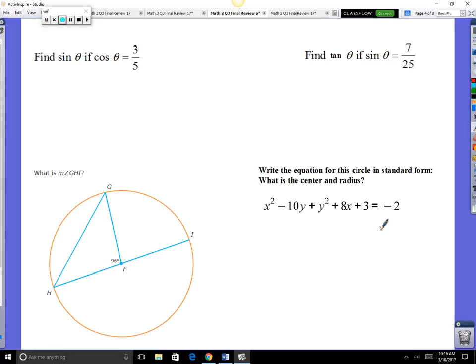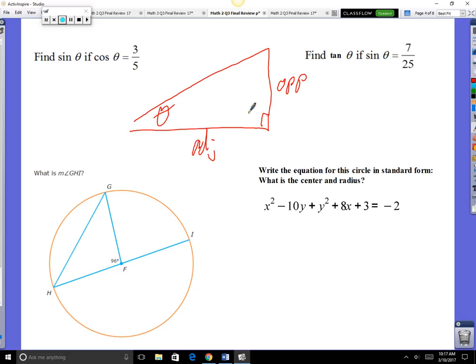Now, you need to find the sine of theta if the cosine of theta is 3/5. So you draw your own triangle. I make a 90, and you can put theta wherever you want. If I put theta there, this piece is the opposite piece, this piece is the adjacent piece, and this piece is the hypotenuse.